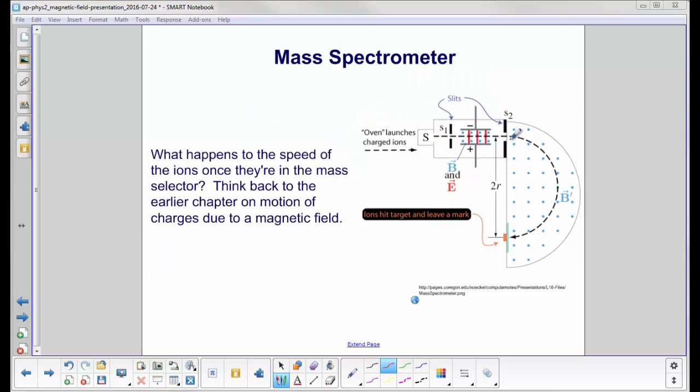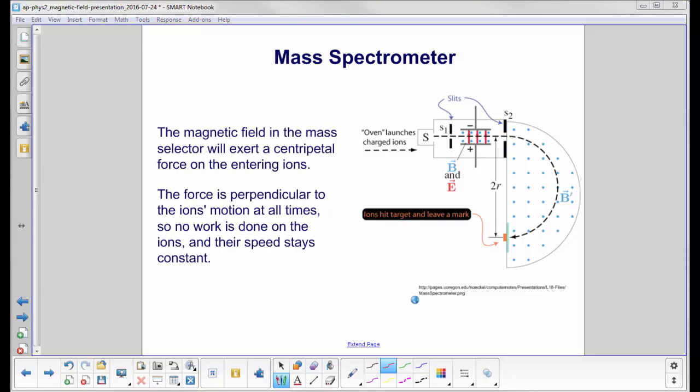What happens to the speed of the ions that left the velocity selector with a certain speed once they're in the mass selector? Think back to the earlier chapter on motion of charges due to a magnetic field. Let's just jump to the conclusion. Their speed stays constant. Why? The magnetic field in the mass selector exerts a centripetal force on the entering ions. This force is perpendicular to their motion at all times. So no work is done on the ions and the speed stays constant. And you can see they're in circular motion here, again analogous to the Earth going around the sun. If no work is done, the speed stays constant.